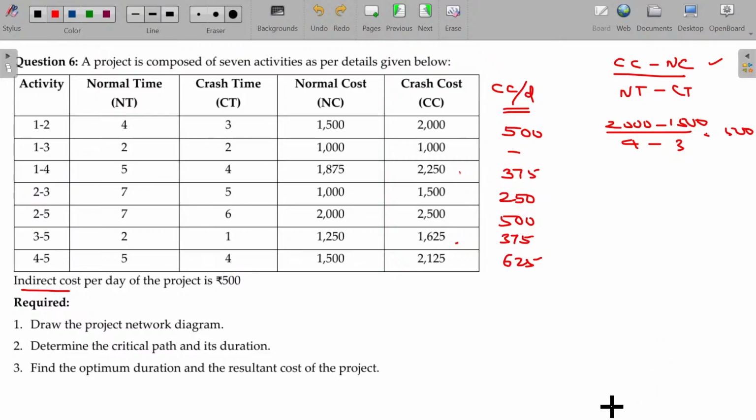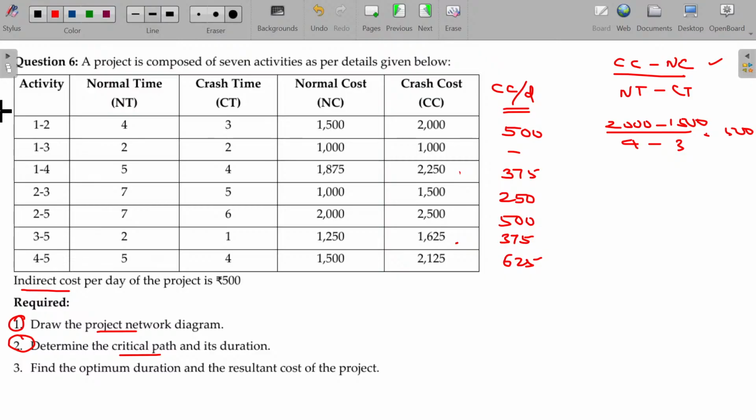Let's see. Draw the project network diagram, determine the critical path and its duration, find the optimum duration and the resultant cost of the project. So first 1 and 2 are the usual ones. Here the third step is all about finding crashing and crash cost and all. Right.